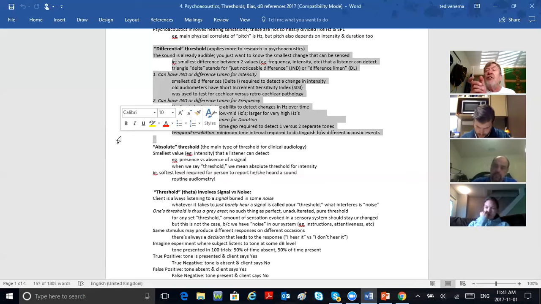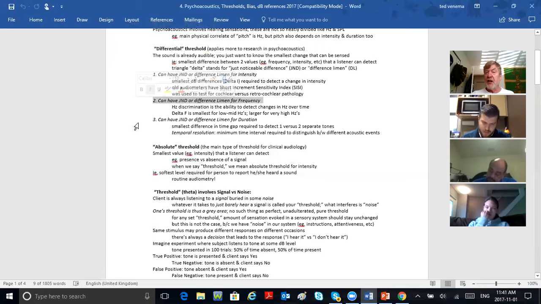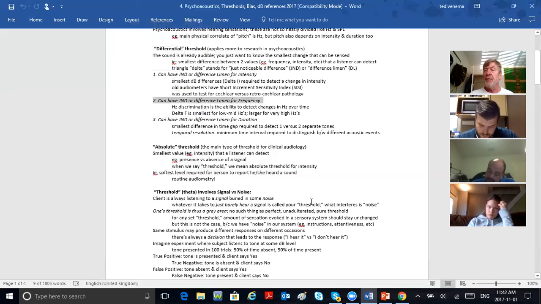How big of a change in frequency did I need to make for you to notice that there was a change in frequency? And you can do that differential threshold stuff along three dimensions: frequency, intensity, and time. In other words, you can keep the frequency constant and present it at 50 dB SPL, and then you can present it at 51 dB SPL. Were you able to detect a difference? How big of a change in intensity did I need to make for you to notice that there was a change in intensity? That's mostly research. But the one part here that does play a part for us is number two here, delta F.